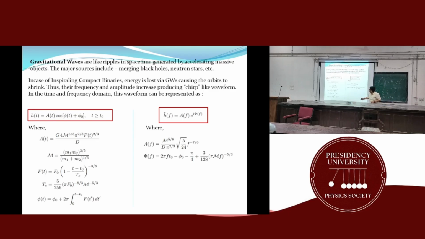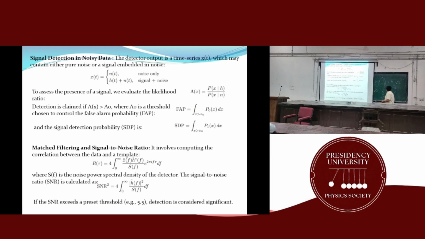Here this is the amplitude, the chirp mass, the frequency, the time of coalescence, the phase, and in the frequency domain, the amplitude and phase. Now what we actually detect is not the strain directly, it is combined with some noise in it. So we need to see the power spectral density and recognize the noise better to see the strain better, or to understand the strain better.